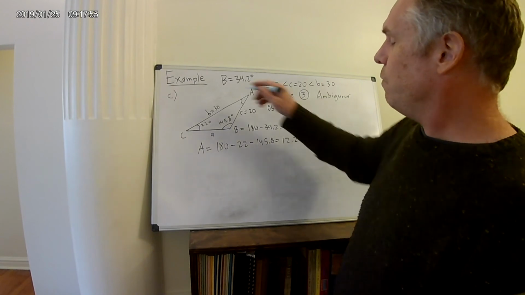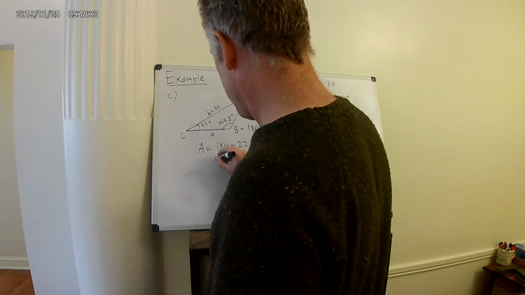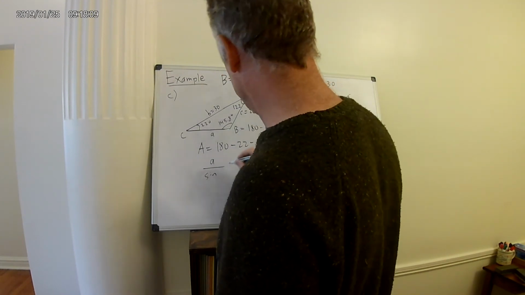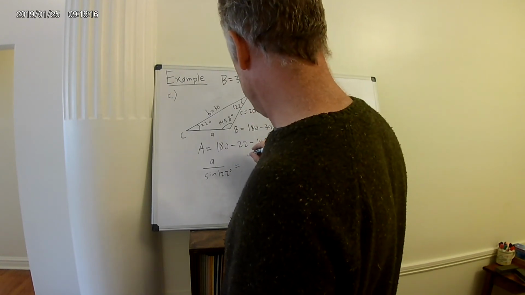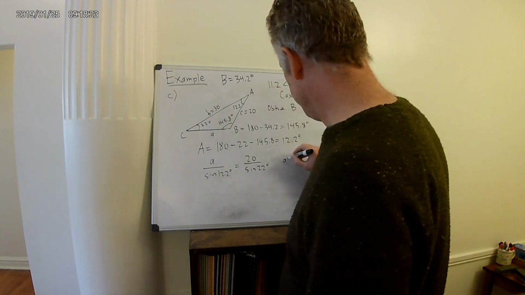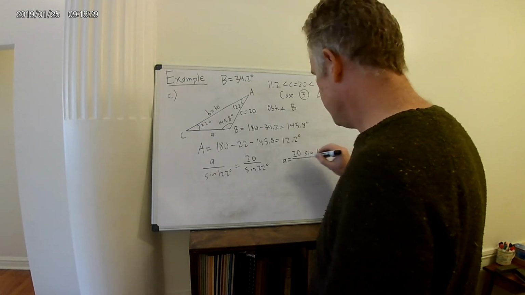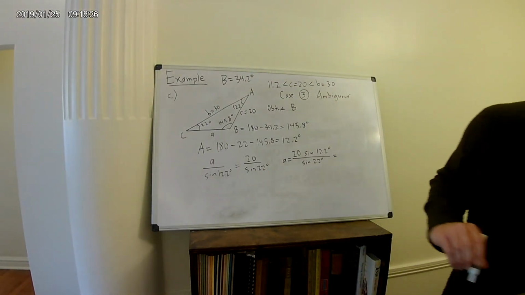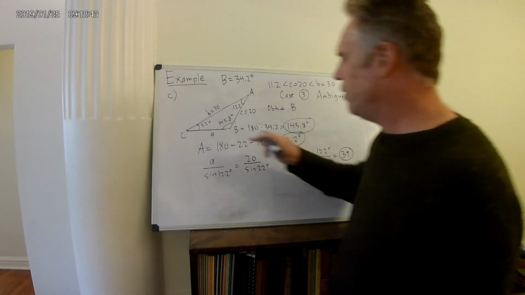And then the only thing we have left to solve for is side A. So side A, we can use the law of sines: A over sine of A. Now we know angle A is 12.2 degrees, equals C, which is 20, over sine of 22 degrees. Now we solve this for A. A equals 20 times sine of 12.2 degrees divided by sine of 22 degrees. And this comes out to 39. So now we know A equals 39.